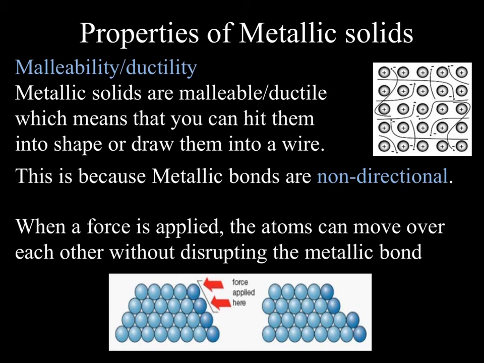So what this means is when a force is applied, atoms can move over each other without disrupting the metallic bond. If you look at a little picture, if you take a hammer and smack that block of metal that way, these atoms will slide over to the side, but the metallic bond is still intact because you still have delocalized electrons whizzing around between all of these different nuclei.